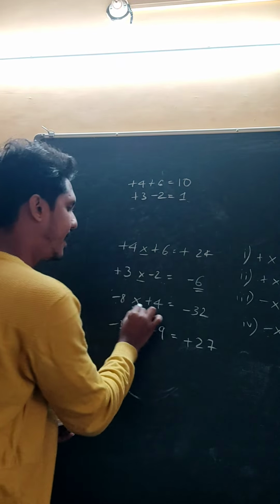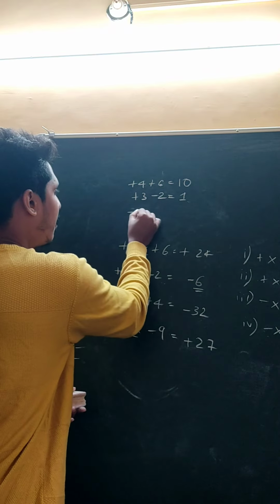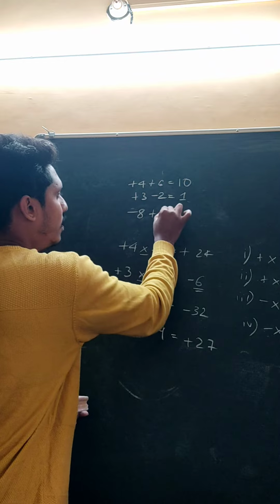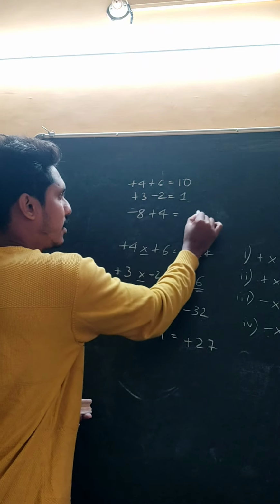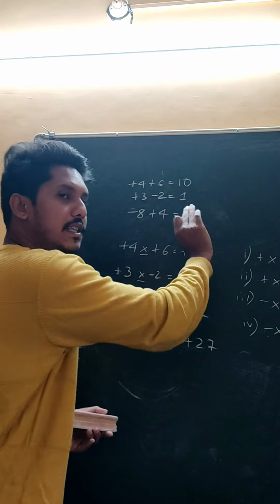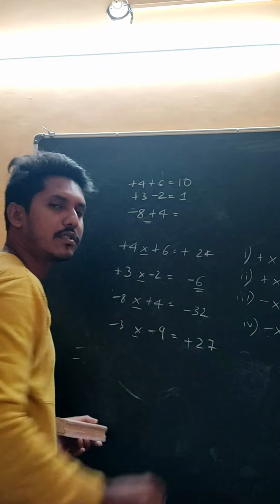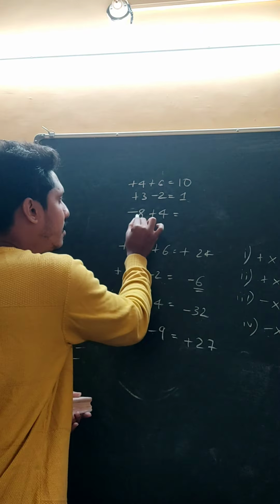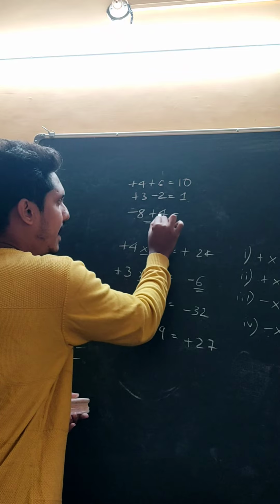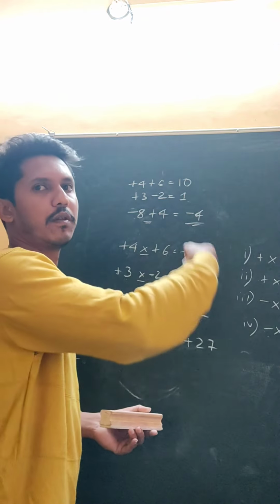Check. Minus 8 into plus 4, we got the answer as minus 32. Okay. Minus 8 plus 4. See, if you give it like this, the students multiply like this. 8 4s are 32. Minus into plus is minus. They keep minus 32 as the answer. But there is no multiplication symbol here, right? There is no multiplication symbol. So minus 8 plus 4 is nothing but minus 4. The minus 4 will be the answer.